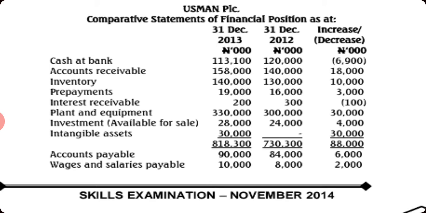Inventory, the beginning value is 130,000 and the ending value is 140,000. You can see that it increased. Prepayment, the beginning value is 16,000 and the ending value is 19,000. You can see that it increased. Interest receivable, the beginning value is 300 and the ending value is 200. You can see that it decreased. Now in that order, continually till the end, which is intangible assets. Intangible asset, the beginning value is nil and the ending value is 30,000. Right, so these are the things we see here and you will definitely get to appreciate it.